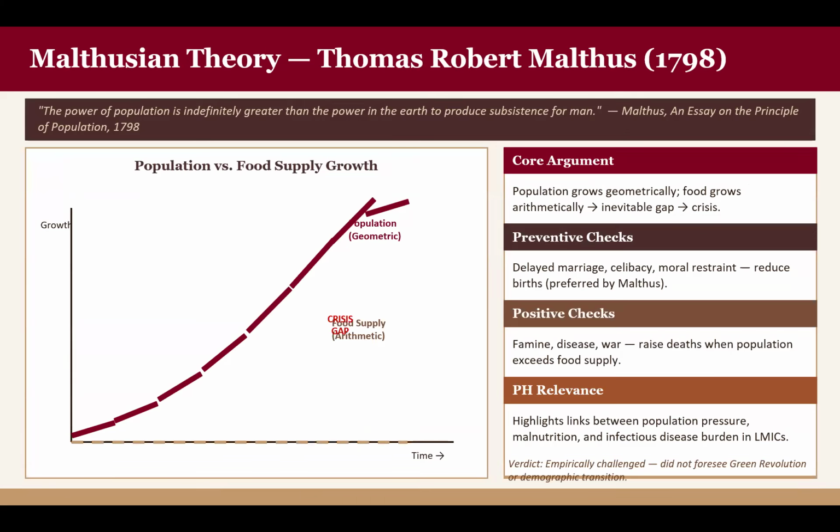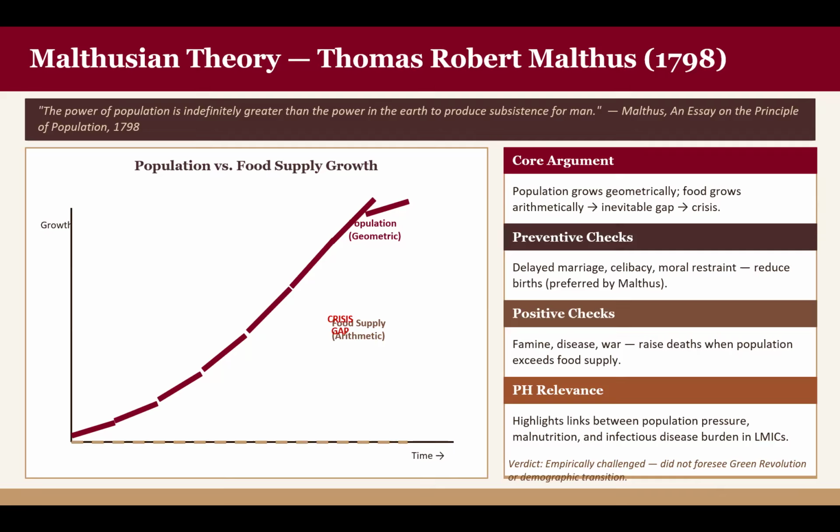So Malthusian theory says that the power of population is indefinitely greater than the power in the earth to produce subsistence for man. The core argument is that population grows geometrically and food grows arithmetically. This leads to an inevitable gap which becomes a crisis.